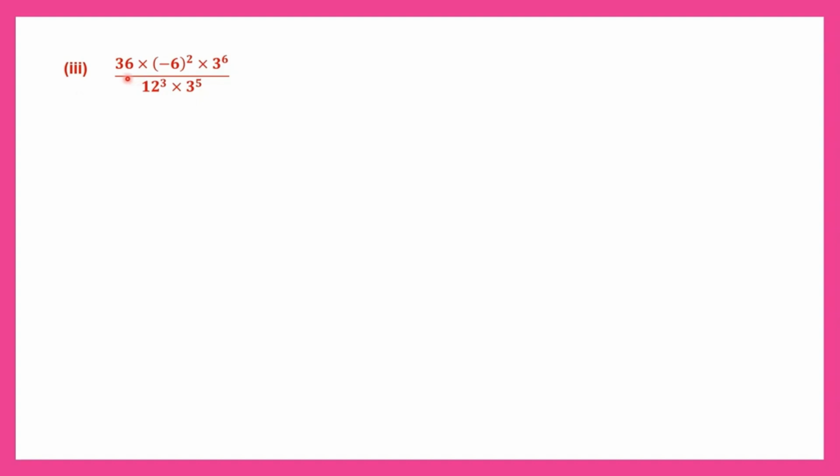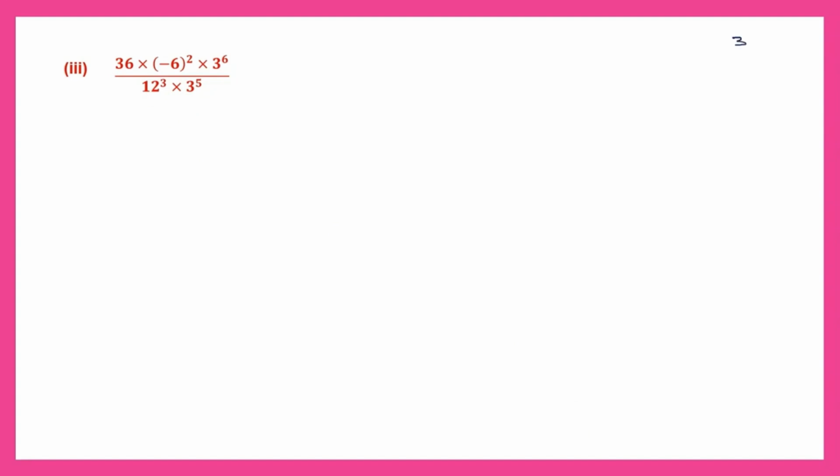Question 3. 36 into minus 6 to the power of 2 into 3 to the power of 6 by 12 to the power of 3 into 3 to the power of 5. So the main question says simplify, isn't it? That means we have to bring it to simpler terms. So 36, we're going to get the prime factors. 6 also is not a prime number. We're going to get the prime factors. Similarly with 12 also, we're going to get the prime factors. So first, let's get the prime factors of 36.